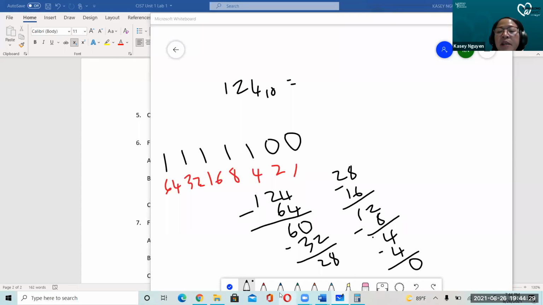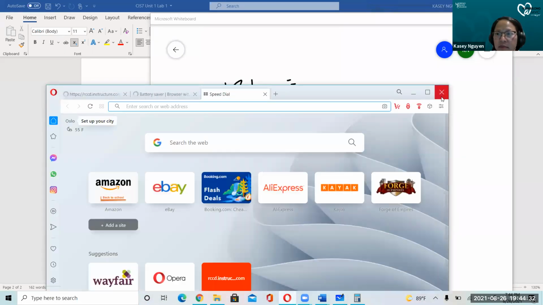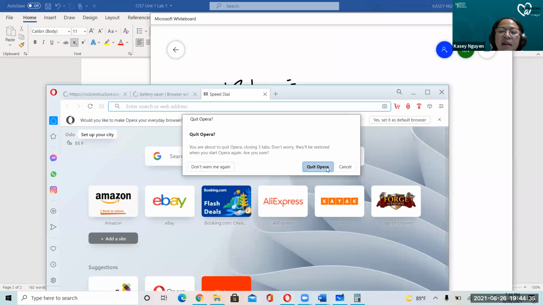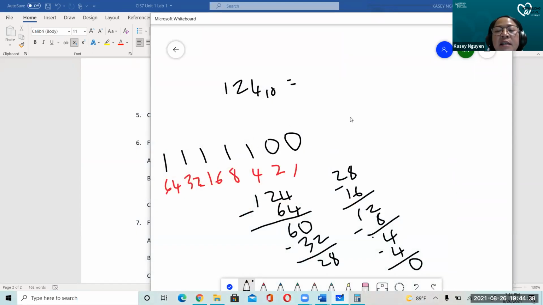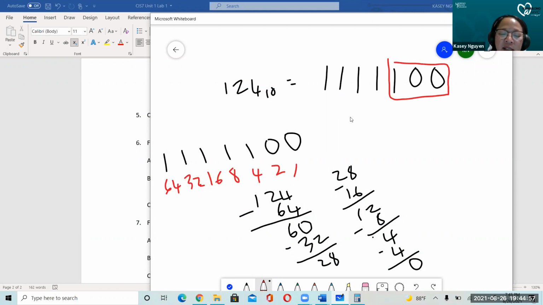So I'm going to rewrite the binary again so you can see. It's going to be 1, 1, 1, 1, 1, and 0. Okay. So now I'm going to chunk this into 3 bits each. And if there's a 1 hanging in the front, you can simply add a 0 in the front, right?